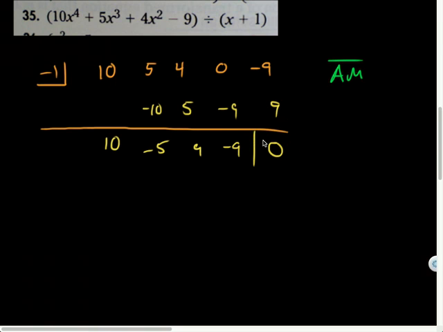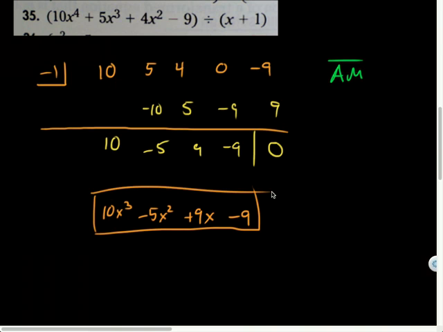So this right-hand side is my remainder. The fact that that's 0 tells me that this divided into it evenly, if you want to use that phrase. So then the -9 represents my constant term. This +9 represents my linear term. The -5 would be my quadratic term. And the 10 would be the cubic term. The last one is always the remainder.